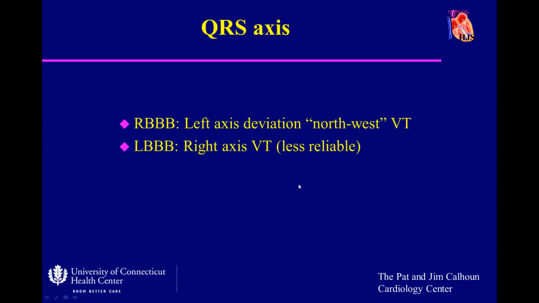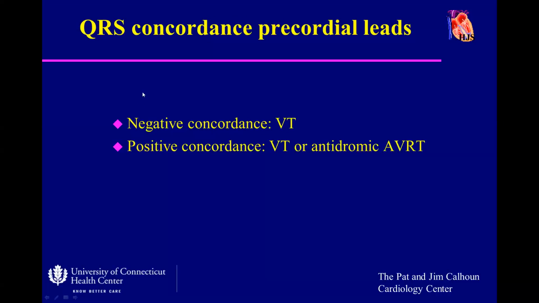Okay, so remember, take home message, if you learn one thing: if you have an atypical left bundle or atypical right bundle, it's more likely ventricular tachycardia. Okay, that you all know. The concordance criteria. If you have negative concordance, so everything is negative, it's VT. If everything is positive, like in the VT that you saw at the beginning, it's VT, but it could be antidromic AVRT. Okay.